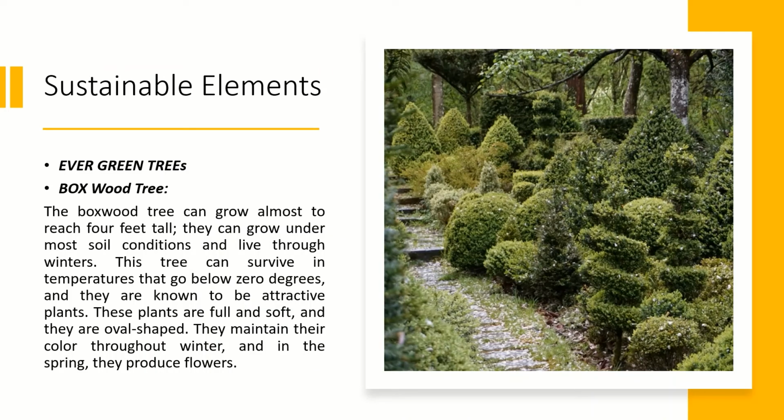By adding evergreen trees to the chosen site, we'll start evolving sustainable elements in it. Let's start with boxwood trees. Boxwood trees can grow almost to 4 feet tall. They can grow under most soil conditions and live through winters. This tree can survive in temperatures that go below 0 degrees, and they are known to be attractive plants. These plants are cool and soft, and they have an oval shape. They maintain their color throughout winter, and in the spring they produce flowers.